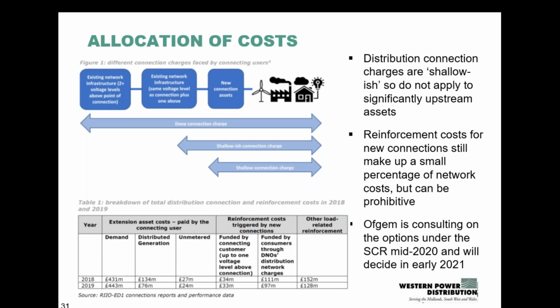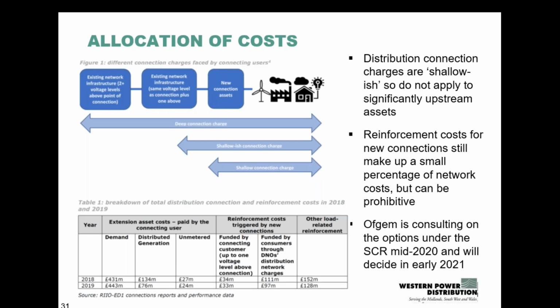Now, that is not what we do on the distribution network. We employ the middle one here, which is shallowish connection charges. So you still have to pay for some of the existing infrastructure, your new connection assets, and you pay for the same voltage level and one voltage level above. But you don't have to pay for the reinforcement that is much further upstream; that gets socialised across everybody. But there's also another option there, this shallow connection charge, which is the bottom option, whereby people would only pay for the new connection assets to go and get connected onto the network.